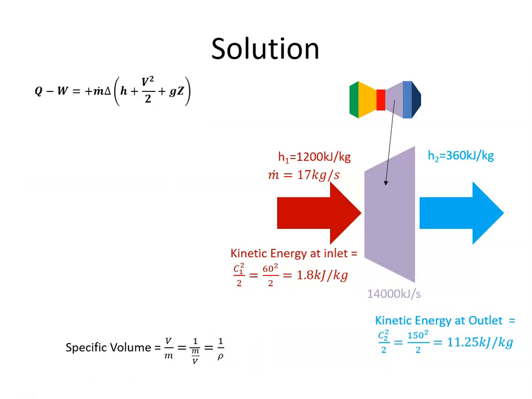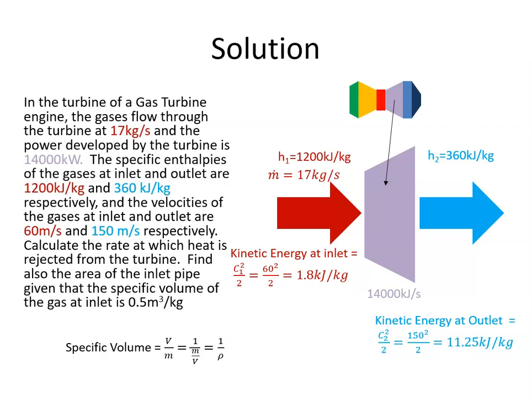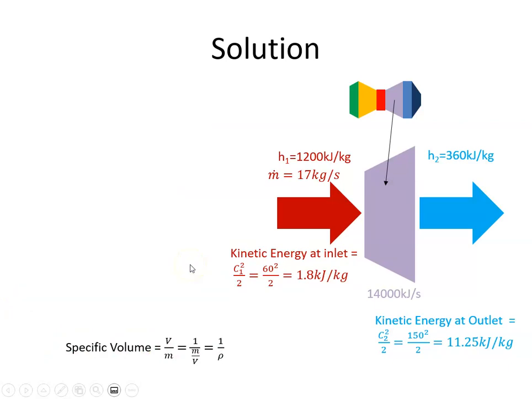Okay, so we start with our steady state energy equation, and we will plug in the values. Actually, let me go back. We're asked to calculate the rate at which heat is rejected, so we're looking for a Q value.